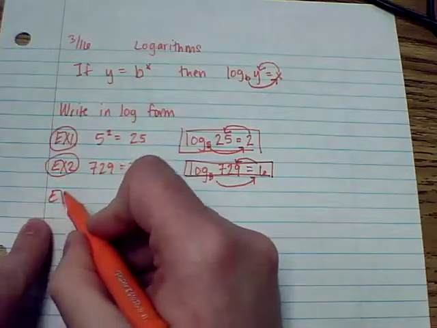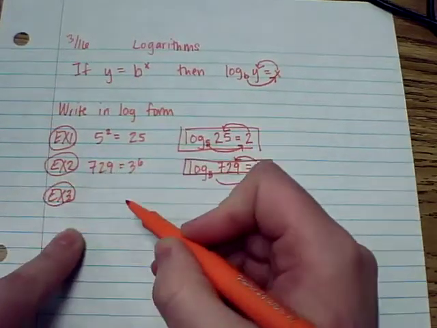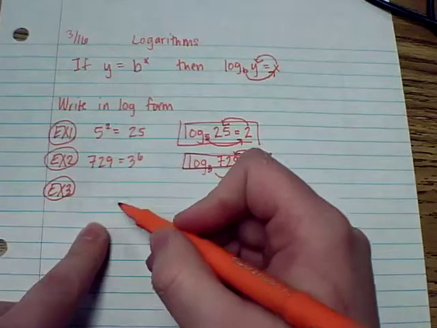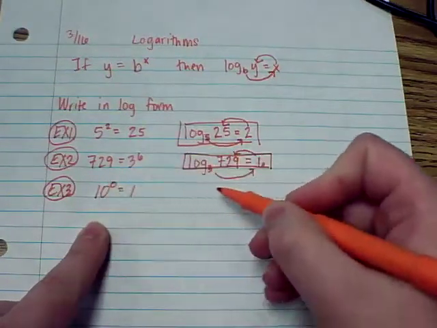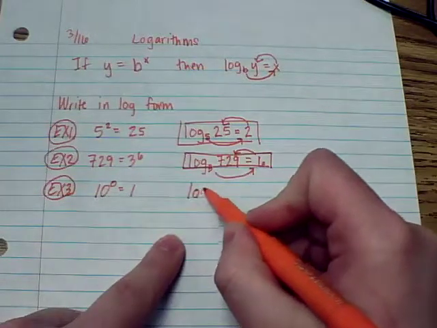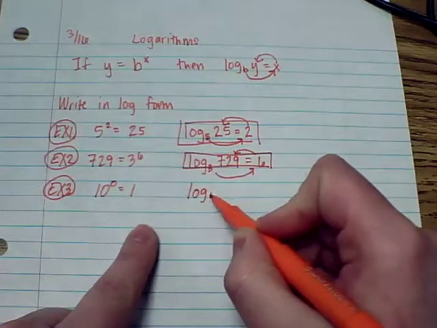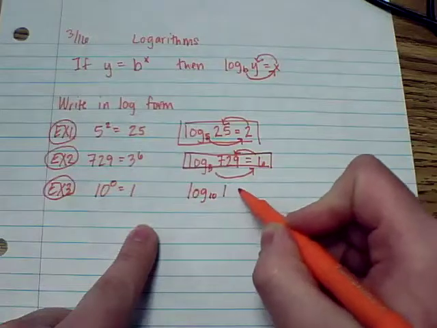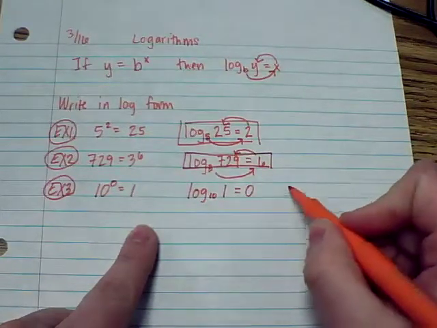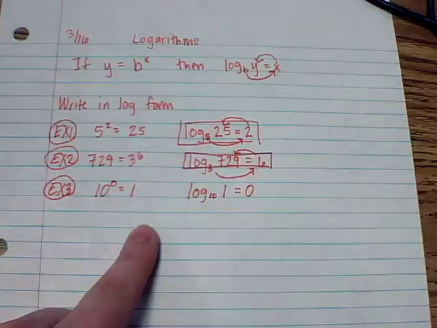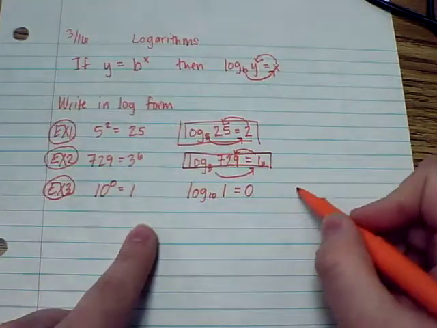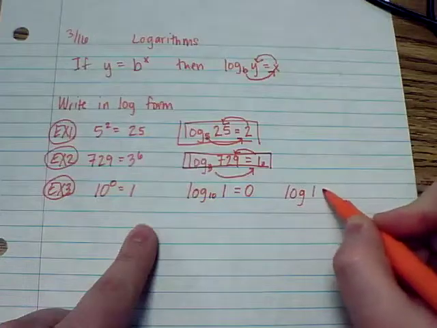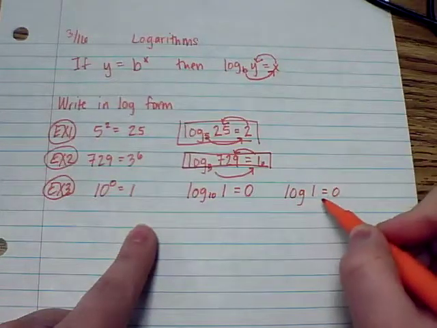Alright, example 3. Go ahead and do this one on your own. So 10 to the 0 equals 1. So this would be log base 10, 1 equals 0. Or most logs, if you remember when we did parent functions, we said it had an implied base 10. So I could also write it as log 1 equals 0, and those are the exact same thing.